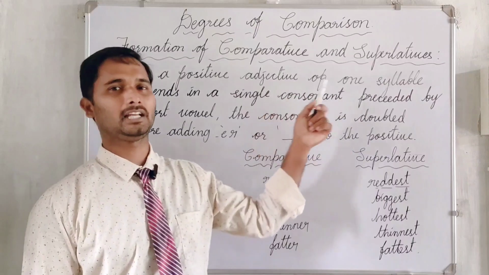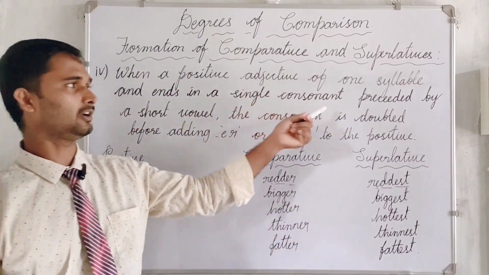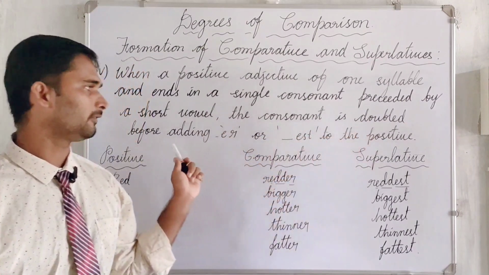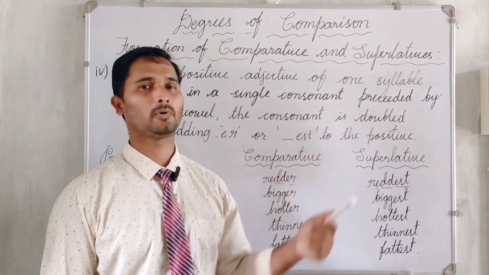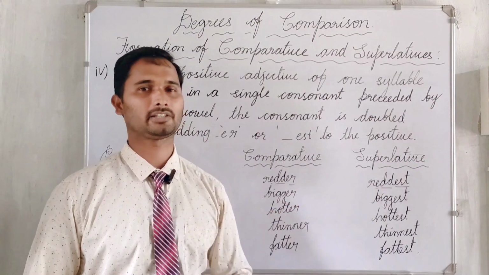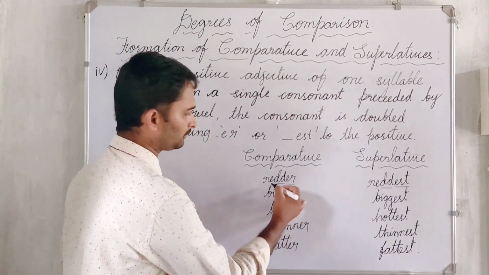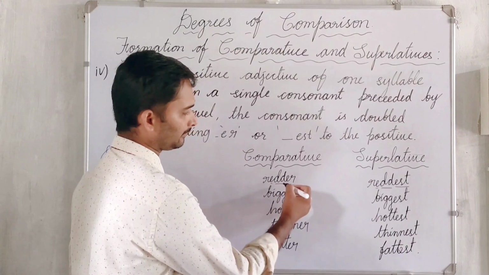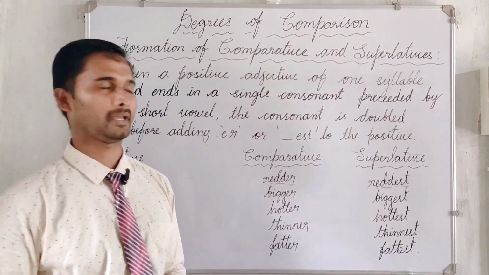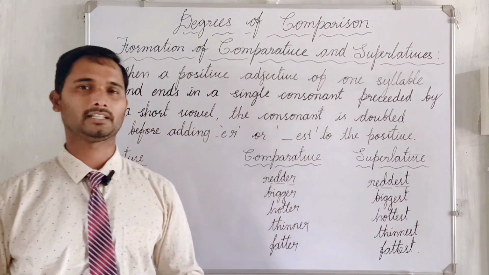When a positive adjective of one syllable ends in a single consonant preceded by a short vowel, the consonant is doubled before adding er or est to the positive adjective. Here are some examples: red, redder and the reddest. Here, in red, the short vowel is e and the consonant d is doubled, and er is added to the comparative and est to the superlative degree.